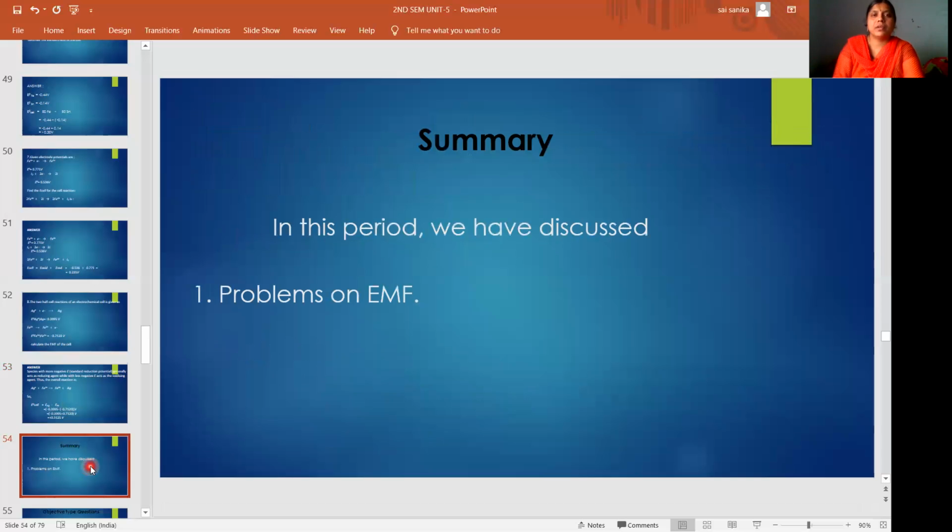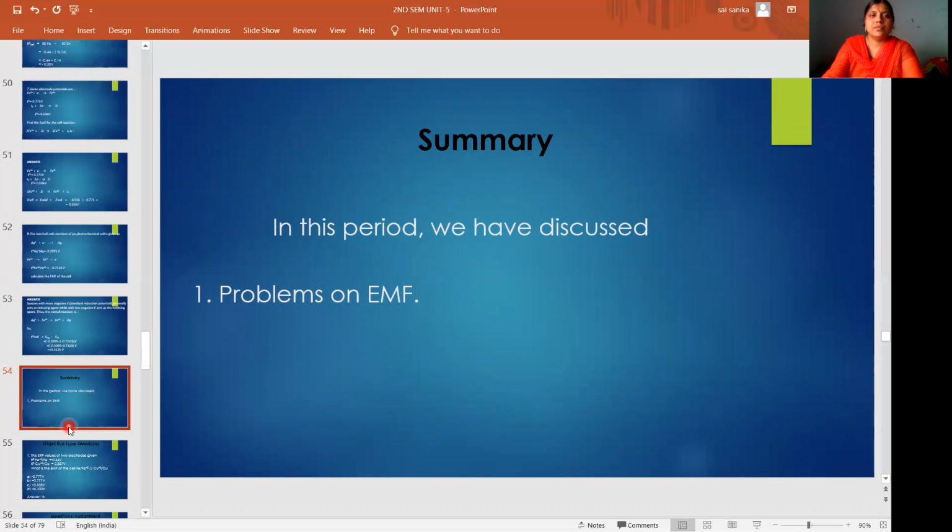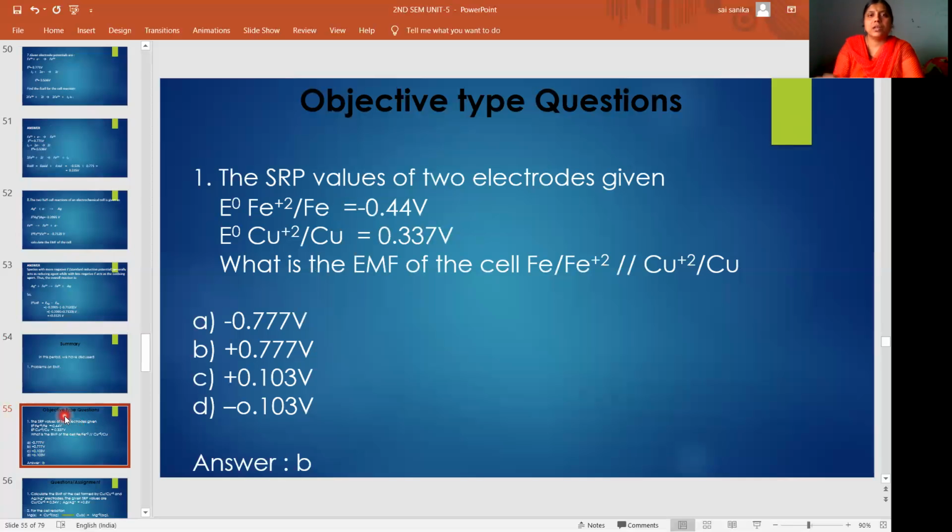So then come to the summary. What we have discussed in this period are problems on EMF. So we'll see the objective type questions. What type of objective type questions may you expect? We discussed problems here, so based on problems only, you get objective type questions.